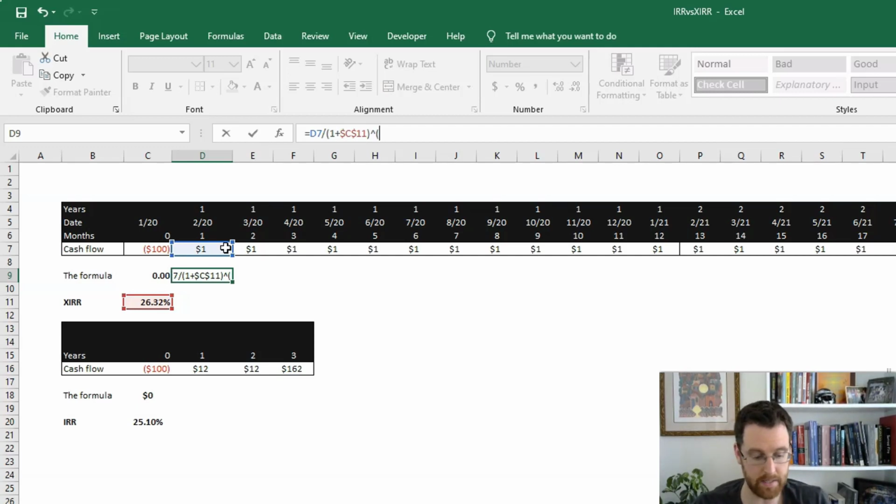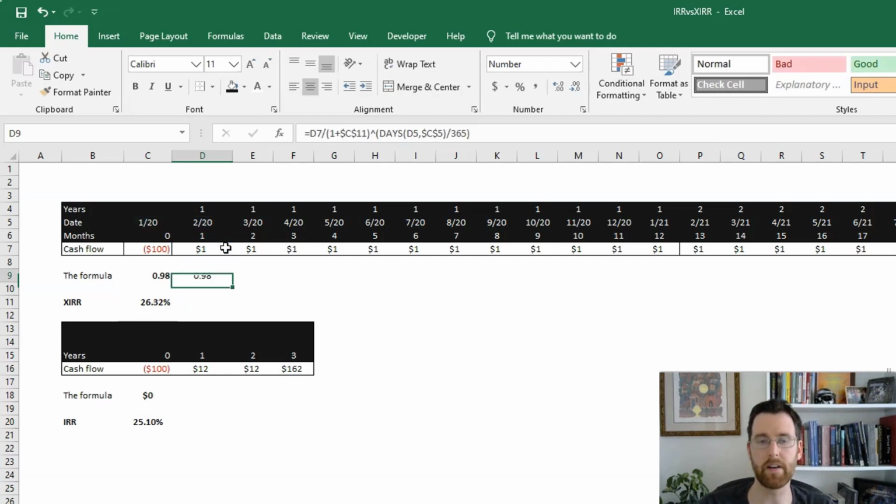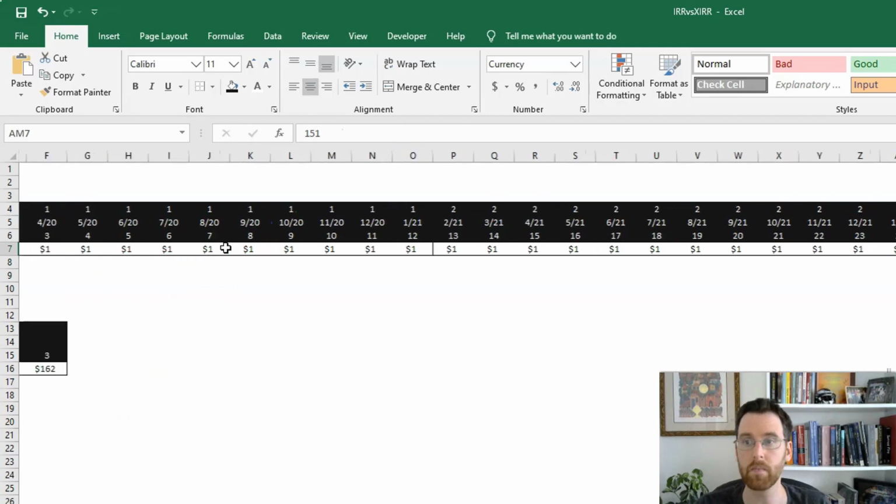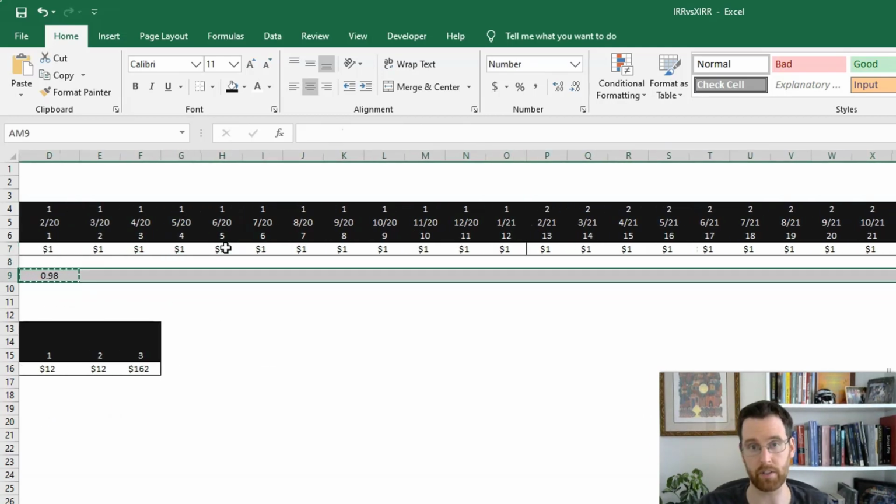So we're going to add days. So the days function. So we'll start with the end date, which is February here, and the start date. Let's hit F4, close parentheses, divided by 365. And so that'll be 31 days divided by 365. So let's hit enter. Now you'll see that using this particular discount rate, the dollar in month one is equal to 98 cents. Now if we copy this down, all of these dollars will be discounted further because they're further out into the future.